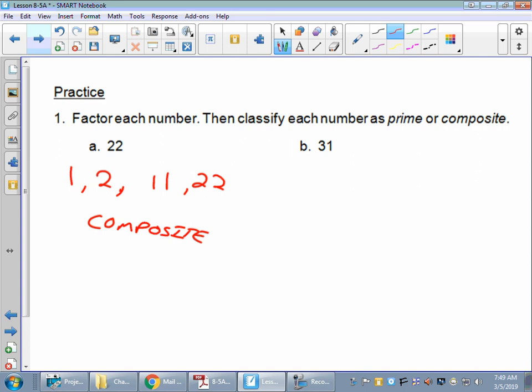For B, 31, we know right off the bat that 1 and 31 multiplied by each other would give you 31. But is there any other numbers that you can multiply to get to 31? They have to be whole numbers, integers. They can't be decimals or fractions. So no, you can't. This would be a prime number because the only 2 factors are 1 and itself, 1 and 31.